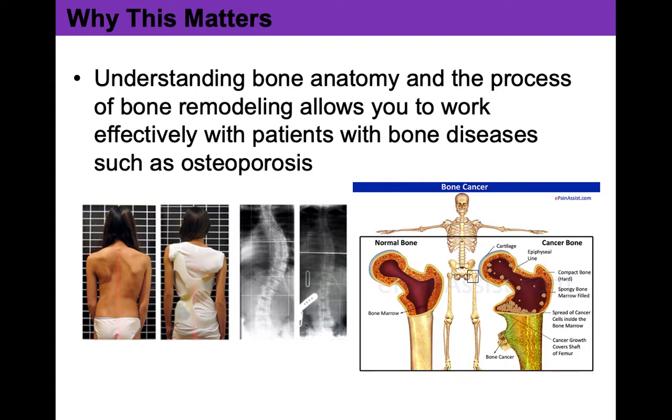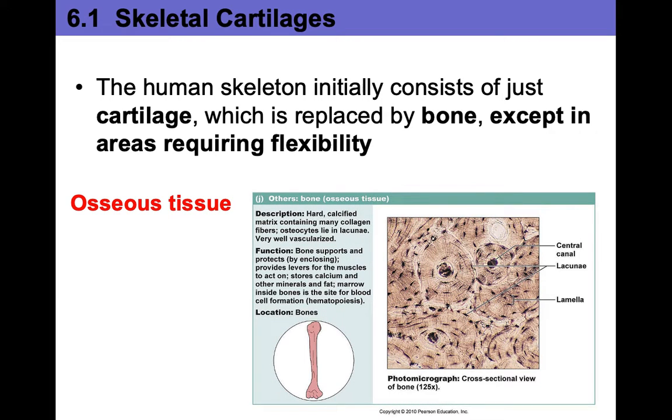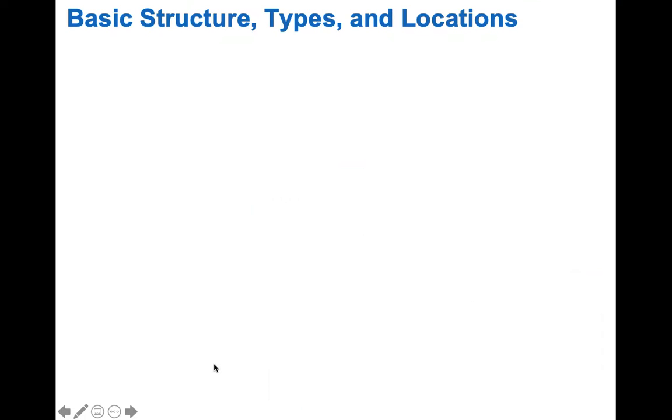So it's very important. We don't necessarily think of skeletal tissue as an organ, but it has lots of cells, and you'll see all the cells when I talk about them. So the human skeleton initially consists of just cartilage, which is replaced by bone, except in areas requiring flexibility. So we're going to go over cartilage. What is cartilage, the different types of cartilage, and where I can find them. So again, don't forget, it's called osseous tissue. And you'll learn what these little circles are and what they provide for skeletal tissue.